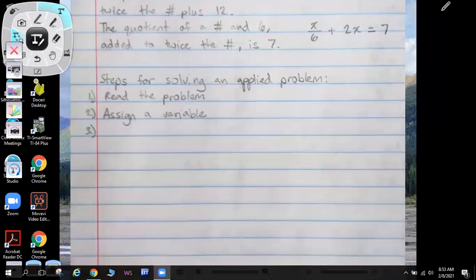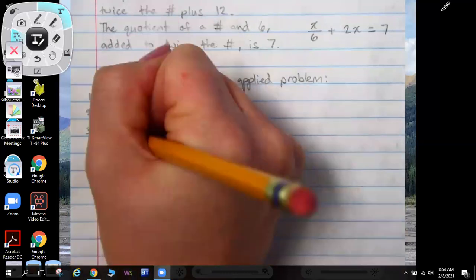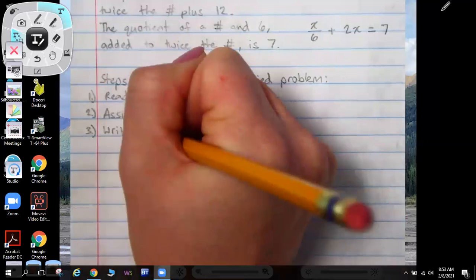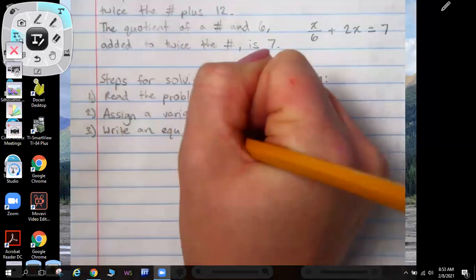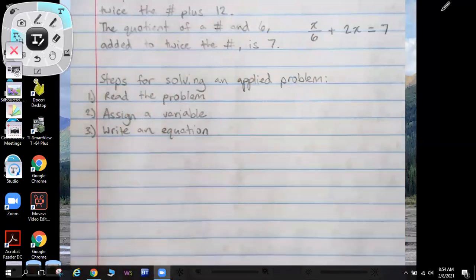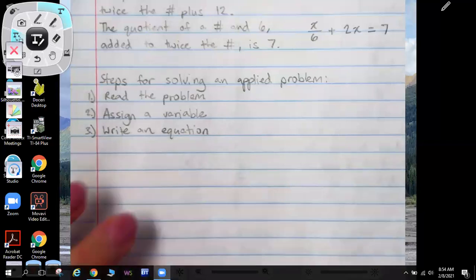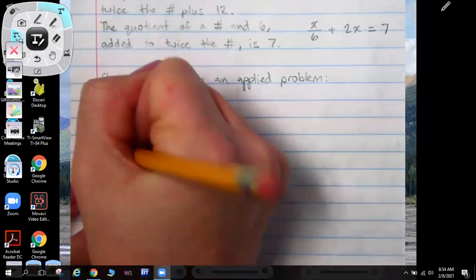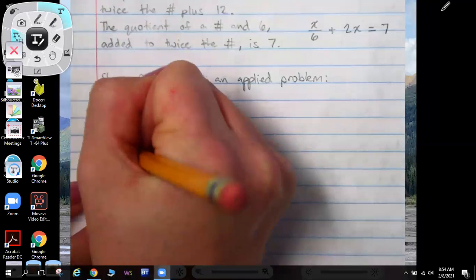Step 3, write an equation. So just like we did with the sentences at the top of this page, you're going to use your variable to write an equation based on the problem that you're given. Then step 4, solve the equation.